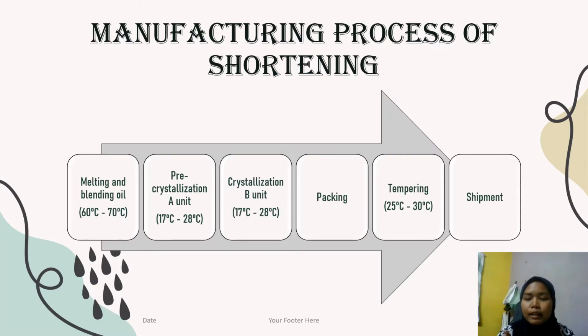For packing, we have various types of packing depending on its use. Then for tempering, at a temperature of 25 degrees Celsius to 30 degrees Celsius, which takes 24 hours. We use tempering to stabilize the shortening. And the last step is shipment, where the shortening is ready to be shipped out.